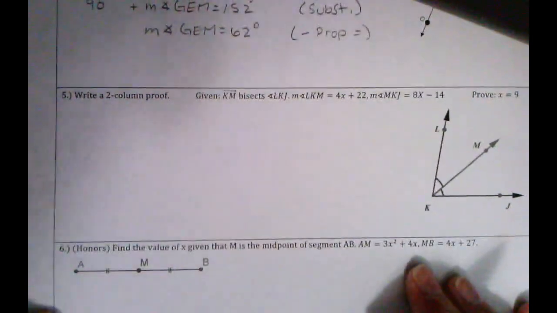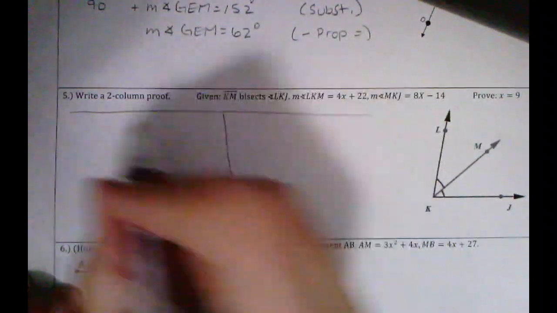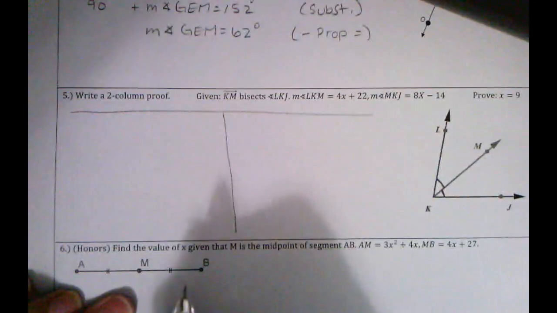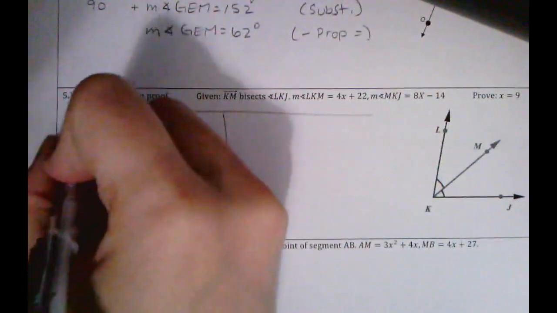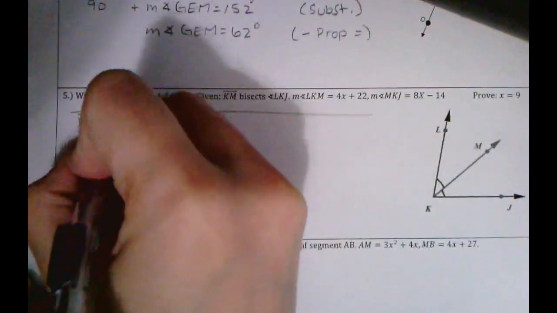Okay, next we're writing a proof. So when you're writing a proof, put statements over here, reasons over here. Your first statement should always be the given. And if you have more than one, you might need to write it more than once.